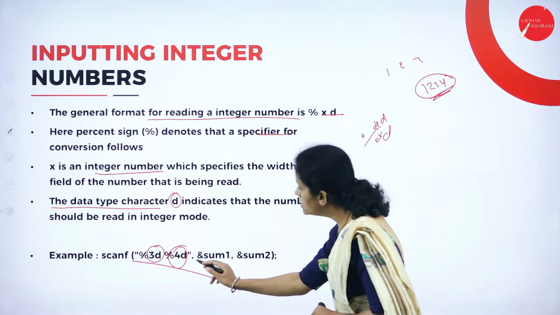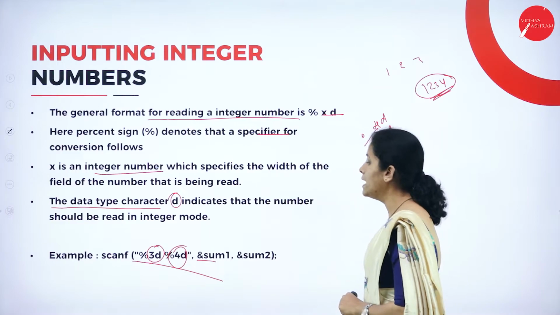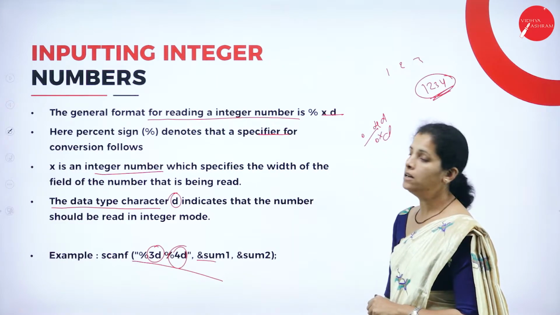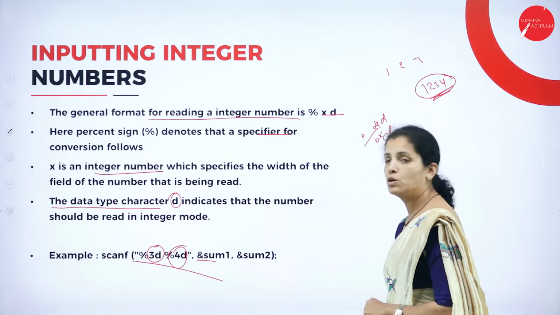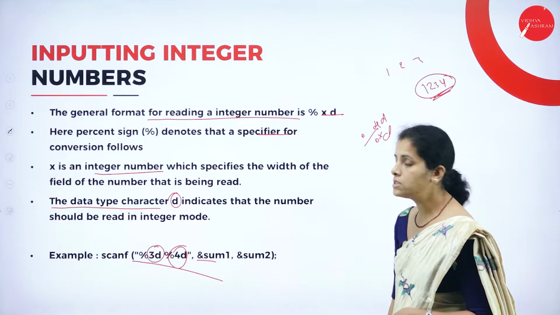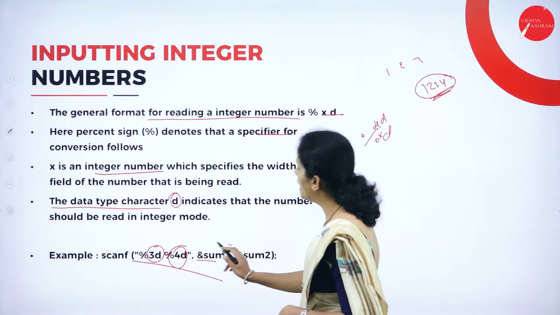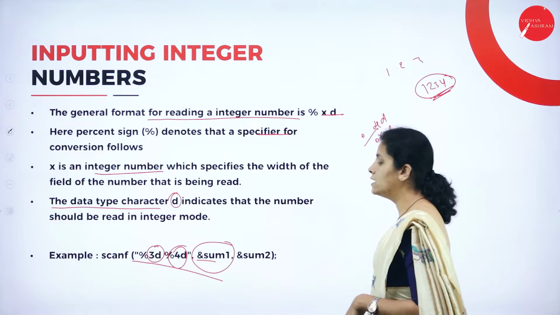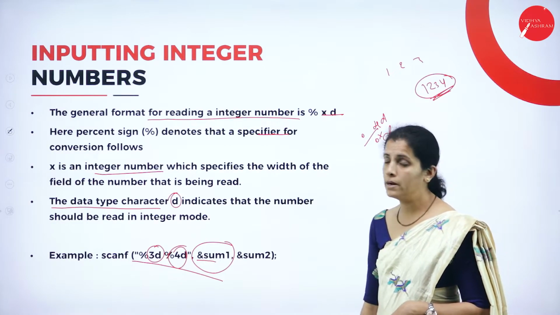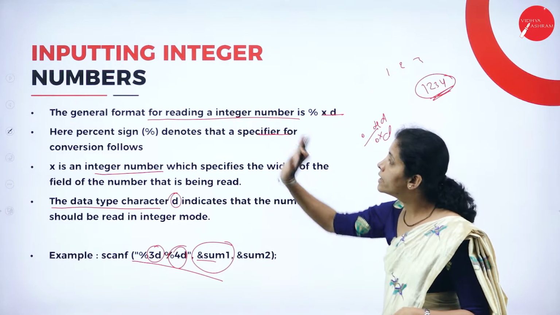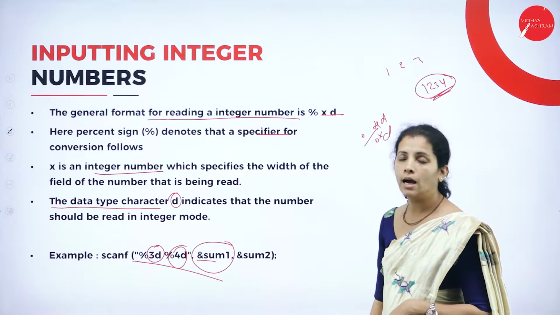Now, this is ampersand number 1 and ampersand number 2, or sum 1 or sum 2. This is nothing but the address, the address of the variable. Now, this is regarding integer numbers.